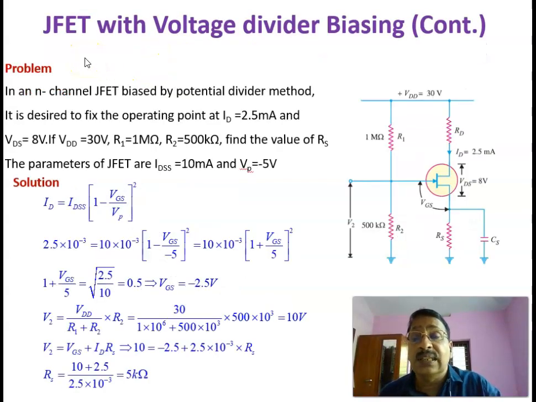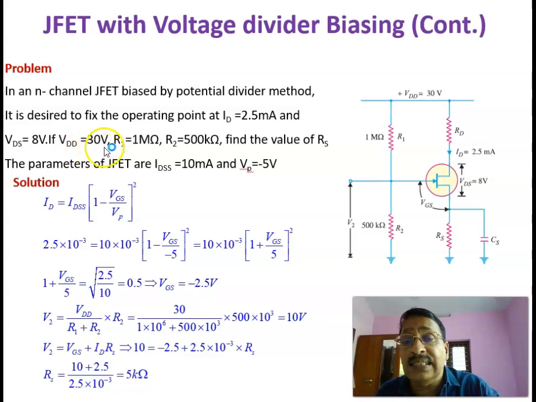Now let us see one more problem with voltage divider biasing. The problem is an N channel JFET biased by a potential divider method. Potential divider means voltage divider method. It is desired to fix the operating point ID equal to 2.5 milliamperes and VDS equal to 8 volt. The operating point should be such that ID equals 2.5 milliamperes and VDS equals 8 volt.